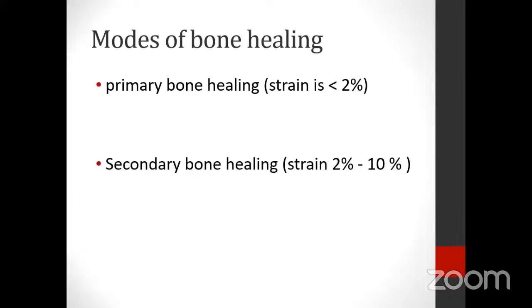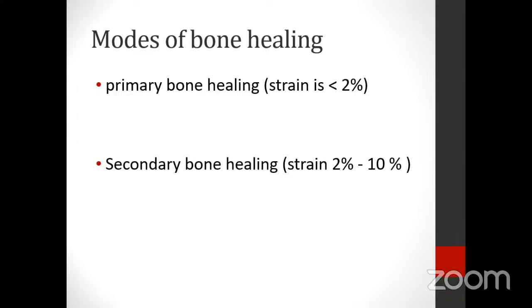So after we went through the idea of strain, generally, as you know, we have two types of bone healing, and this is dependent on the strain that we have across the fracture site. If the strain is less than 2%, we will have what we call absolute stability, and a primary bone healing will occur.